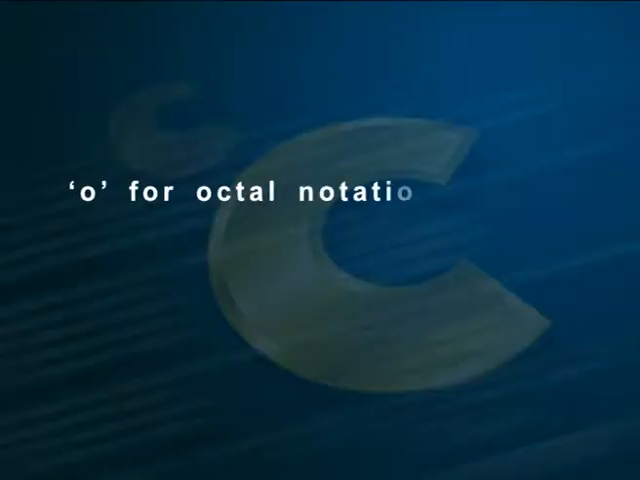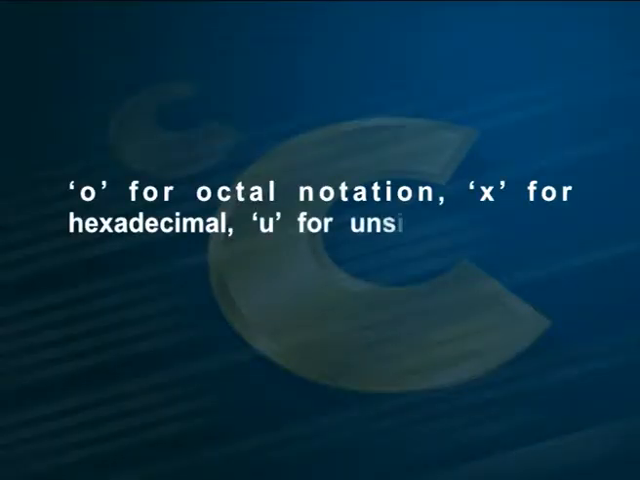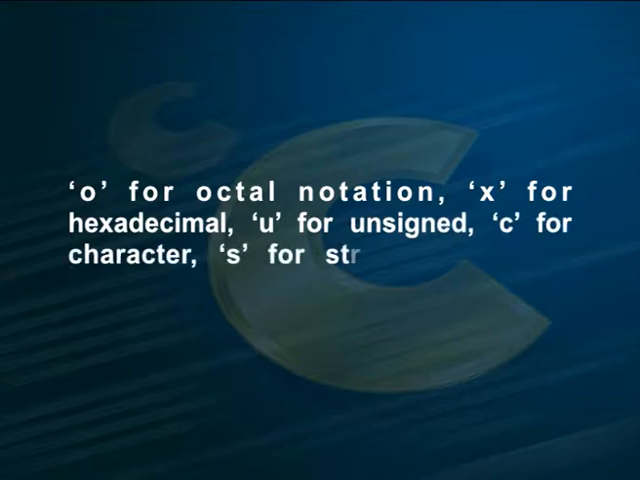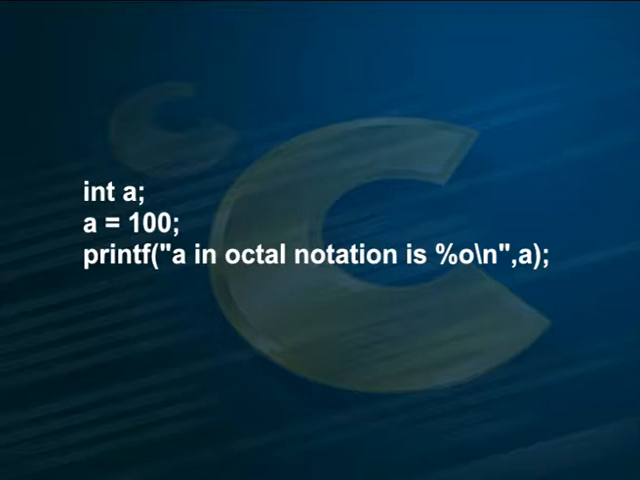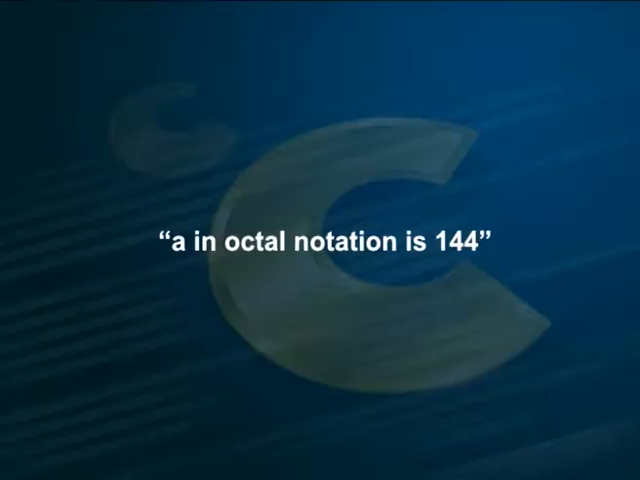Some other valid characters that can follow a percentage sign in the first parameter are o for octal notation, x for hexadecimal, u for unsigned, c for character, s for string and f for floating point notation. For example, the statements int a = 100; printf("a in octal notation is %o\n", a) cause the program to display a in octal notation is 144 on the monitor, because 144 is the octal notation of the number 100.